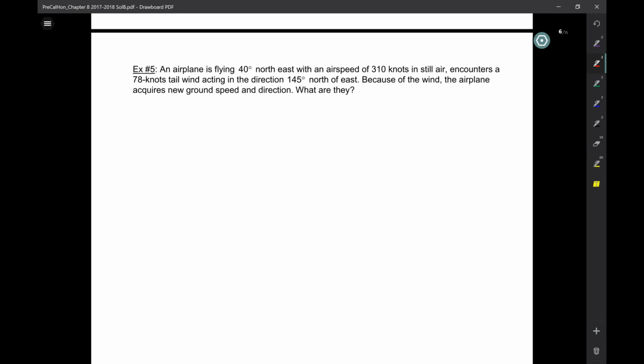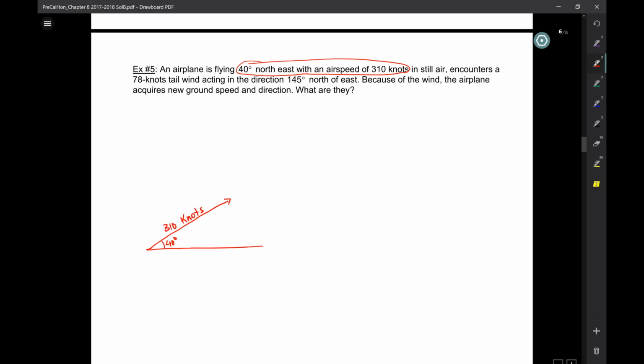An airplane is flying 40 degrees northeast with an airspeed of 310 knots. So 40 degrees north of east. So here we go. 40 degrees. It encounters a 78 knot tailwind acting in the direction 145 north of east.